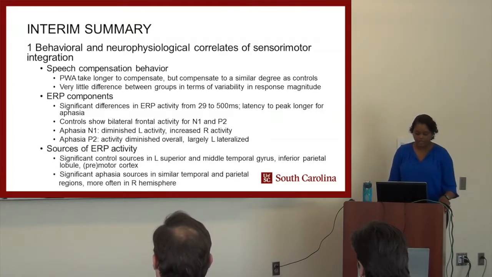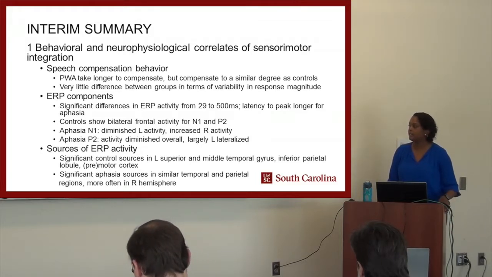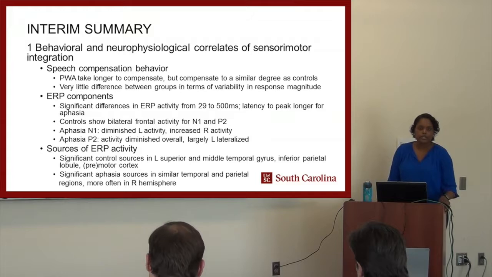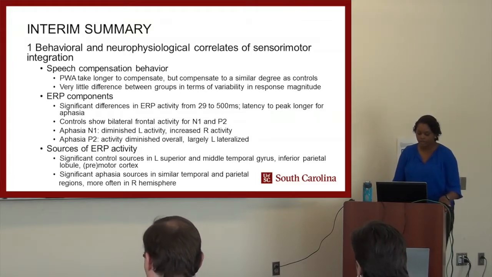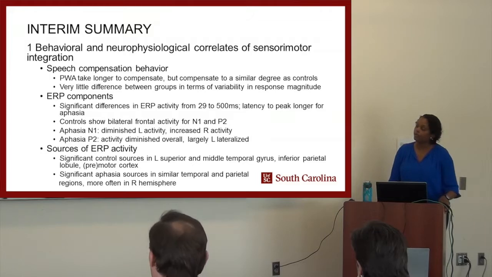In terms of the sources, we found significant source differences in left superior and middle temporal gyrus, inferior parietal lobule, and premotor and primary motor cortex. And we saw a similar distribution of sources for the aphasia group, although they more often occurred in the right hemisphere.